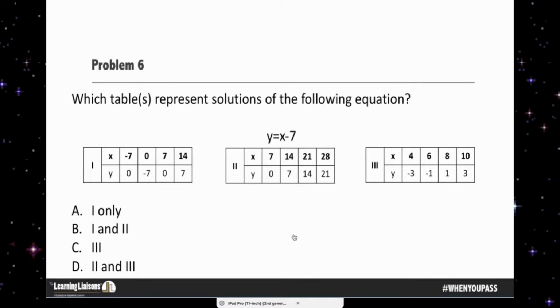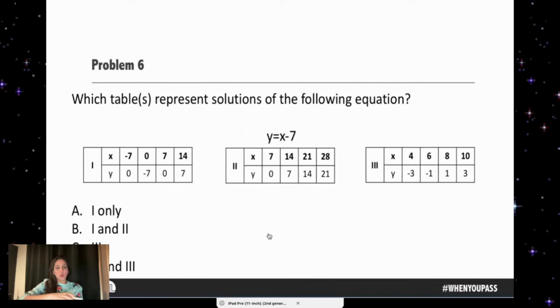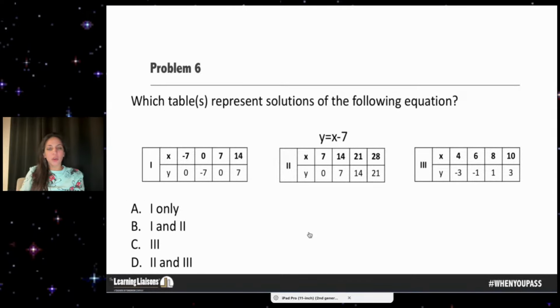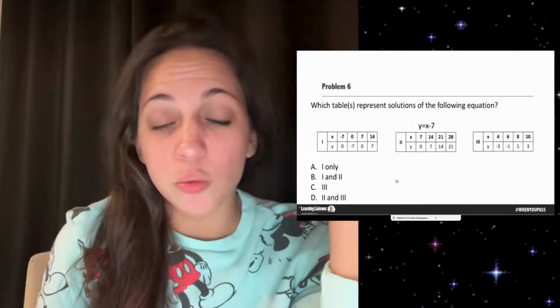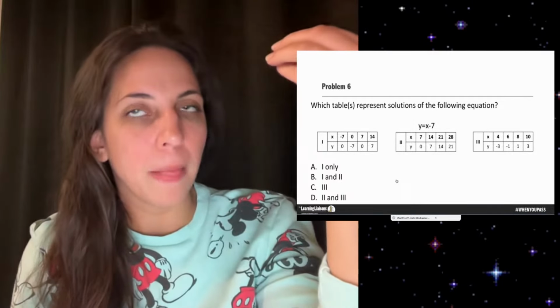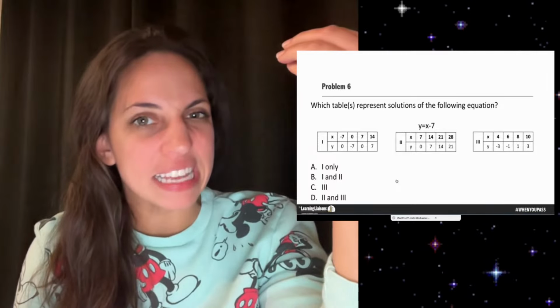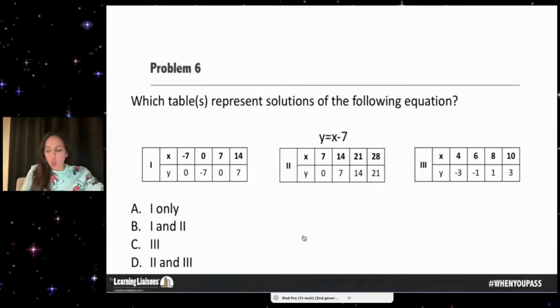Which table or tables represent solutions of the following equation? Y equals X minus 7. 1 only, 1 and 2, 3, or 2 and 3. Which tables represent the following equation? All right, this is one of those scenarios where you could sit and be super mathy and figure it out, or you could just use a little bit of common sense. Let's do both. So we know that y literally equals the x value minus 7.